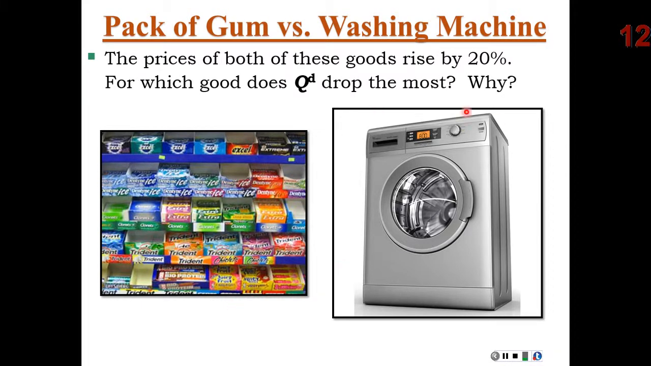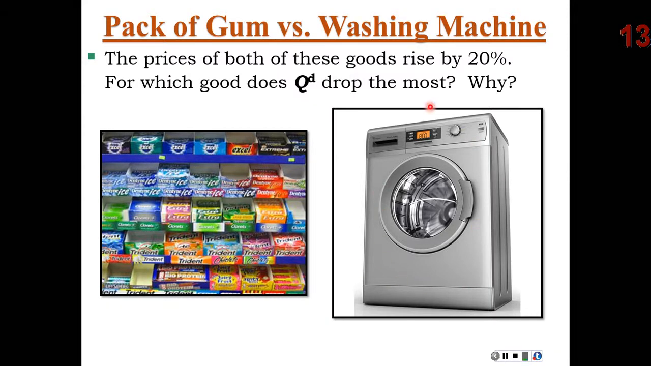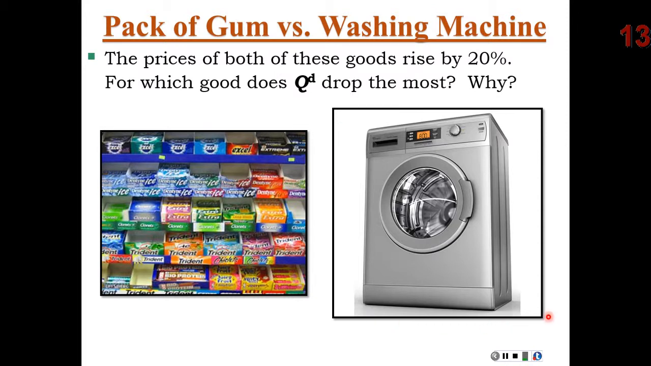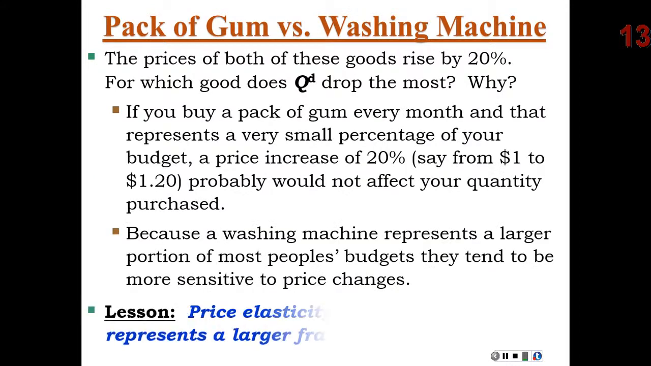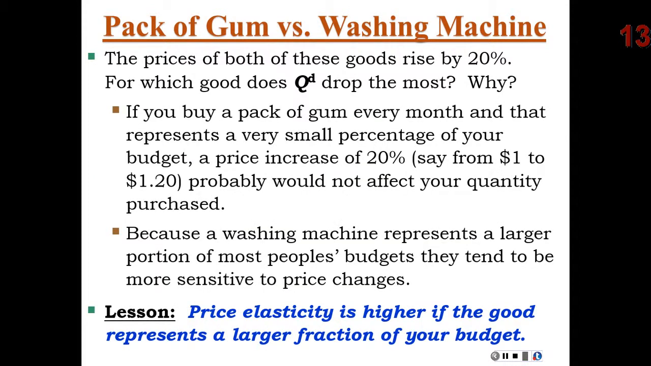For large items in our budget, if this washer was $1,000 and it went up by 20% to $1,200, most of us would notice that, and that would make us much more price sensitive to these products. Items that are much larger fractions of our budget, we tend to be more price sensitive to. We tend to have larger elasticities for. So again, price elasticity tends to be higher if the good represents a larger fraction of your budget, like a washing machine, as opposed to a smaller one, like a stick of gum.